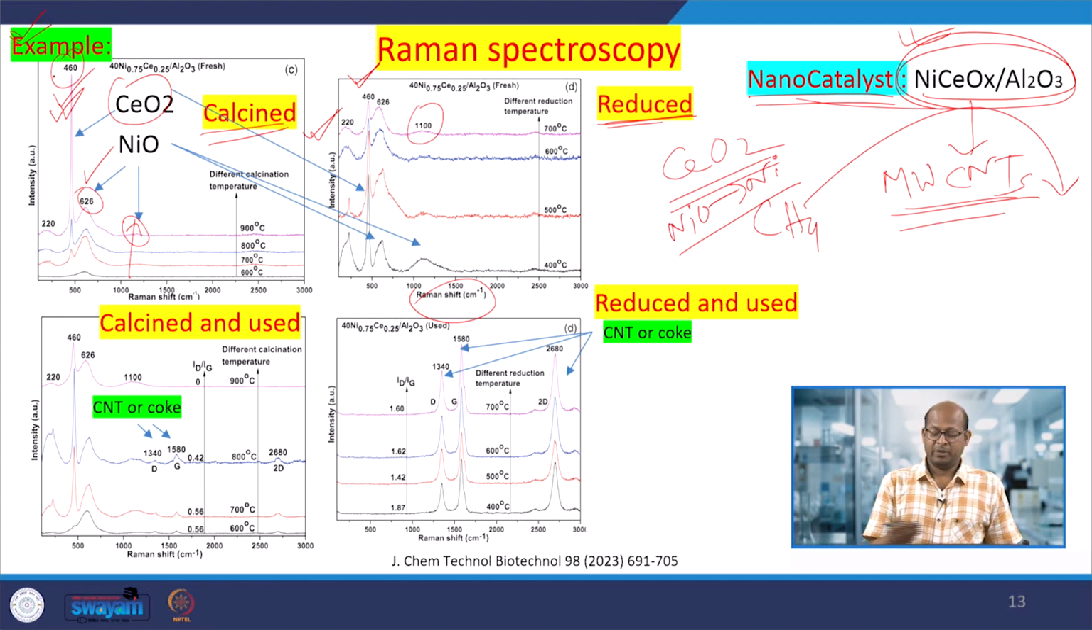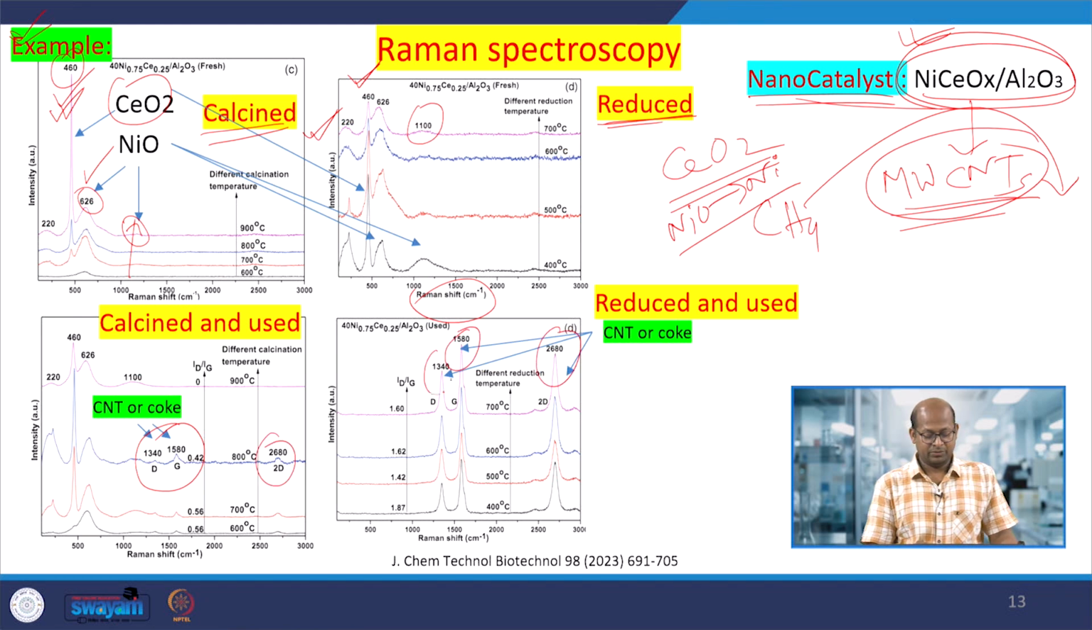And when this material was used for CNT preparation, after that you can see here strong signals are present for CNT, that is the G band and 2D band, which we get once the material has been used for CNT preparation.